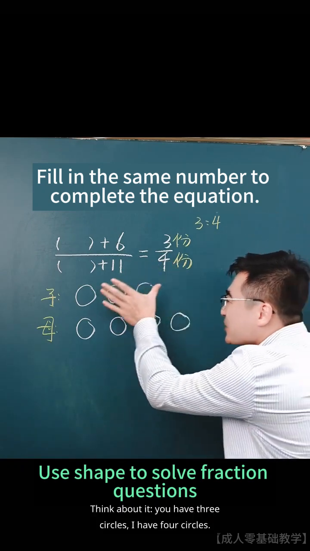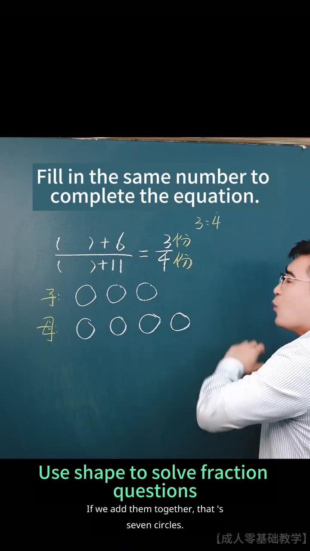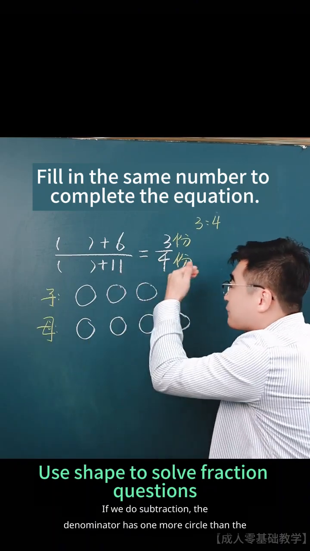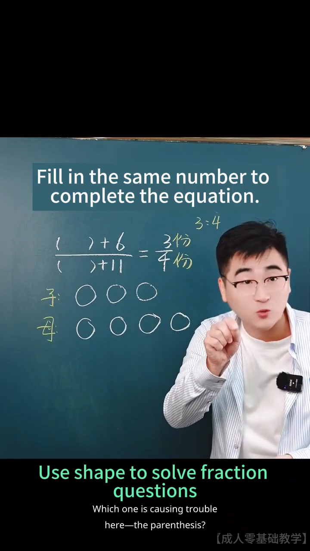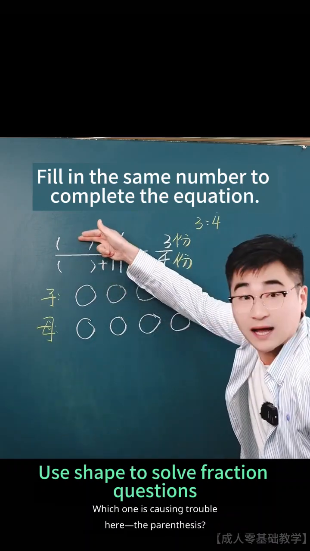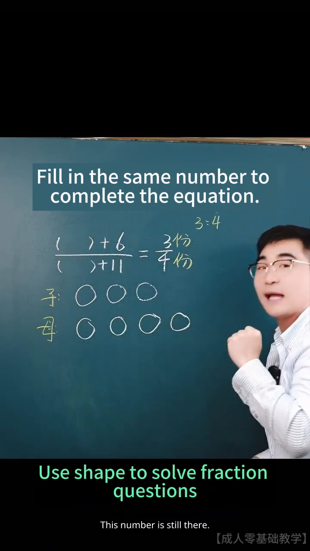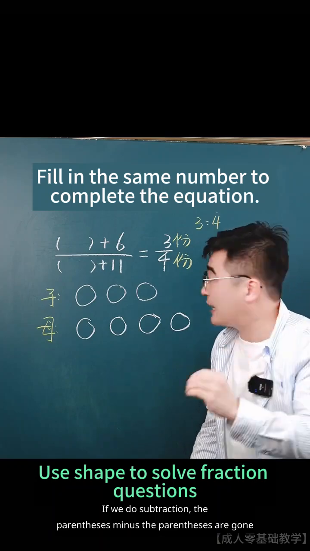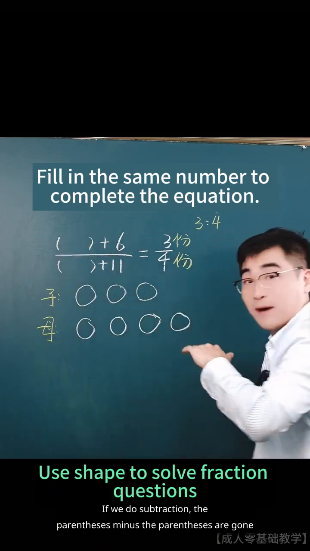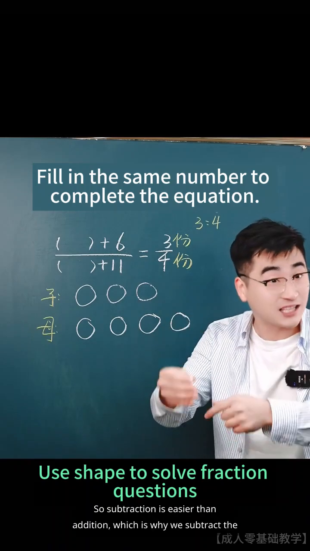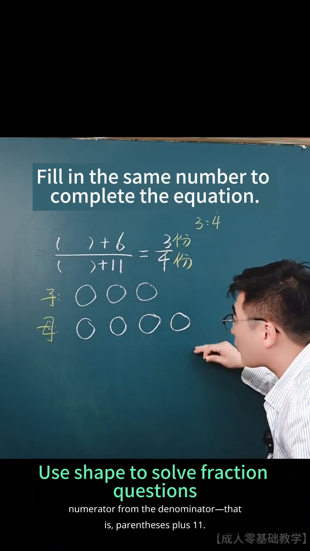Think about it. You have 3 circles, I have 4 circles. If we add them together, that's 7 circles. If we do subtraction, the denominator has 1 more circle than the numerator. Which one is causing trouble here? The parenthesis. The bottom compared to the top, if we use addition, this number is still there. If we do subtraction, the parentheses minus the parentheses are gone, and we're left with just the pure numbers. So subtraction is easier than addition, which is why we subtract the numerator from the denominator.